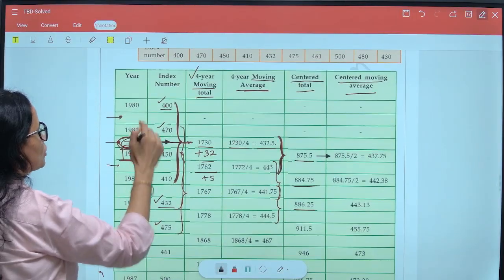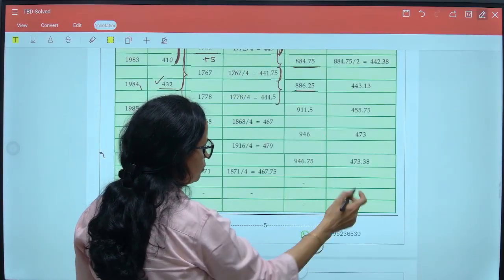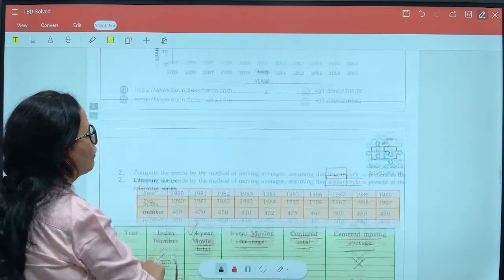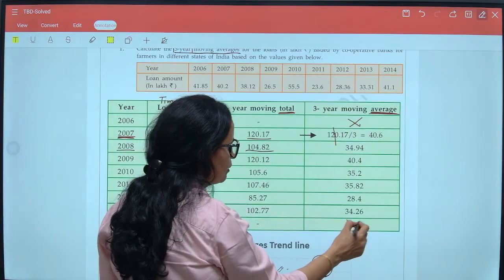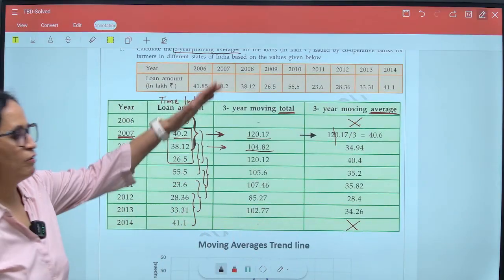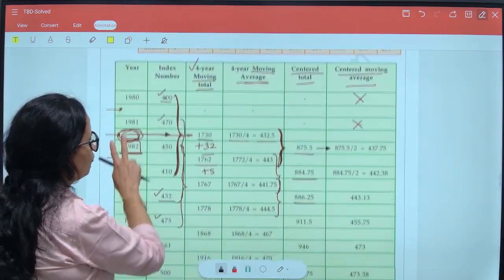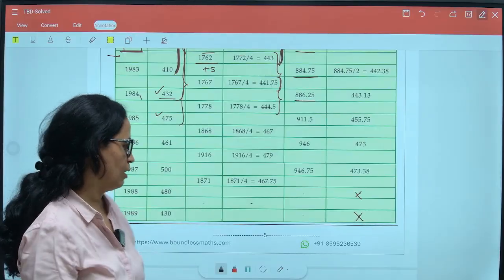Now in this case you do not have anything for the first 2 rows and the last 2 rows. In the previous example, for odd number of years, you did not have any moving average for the first and the last year. But there were values for all the years in between. So here we do not have any data for the first and the second year and the last 2 years because it is a block of 4 years now.